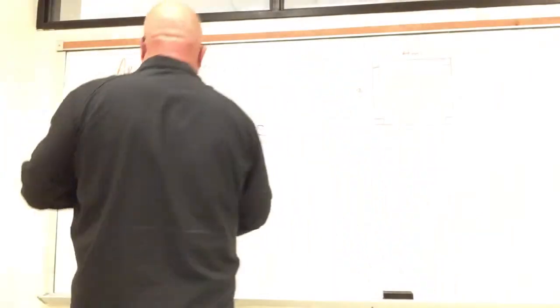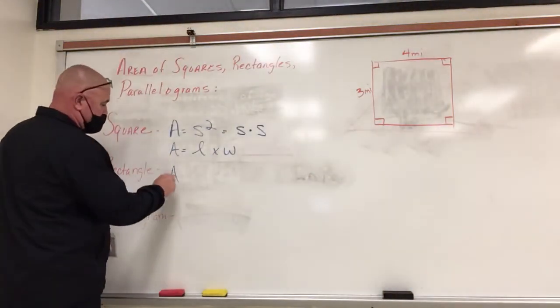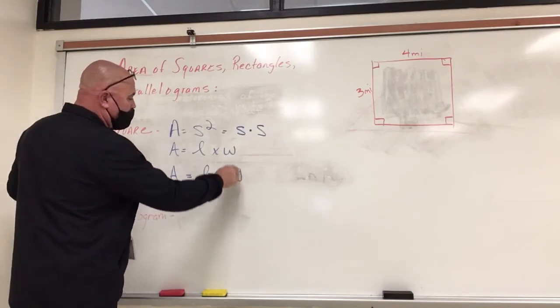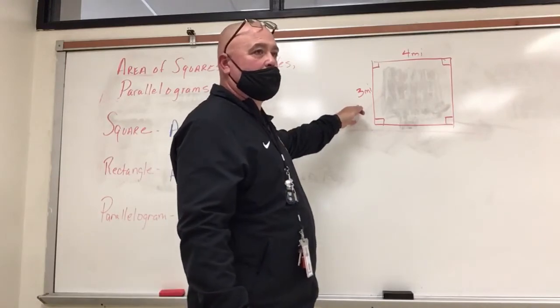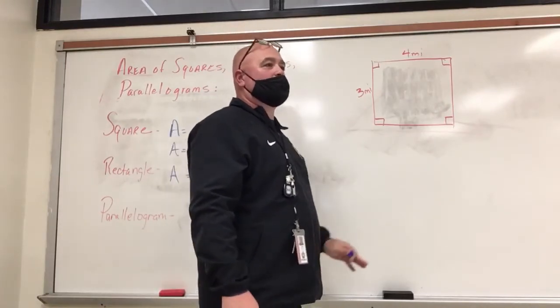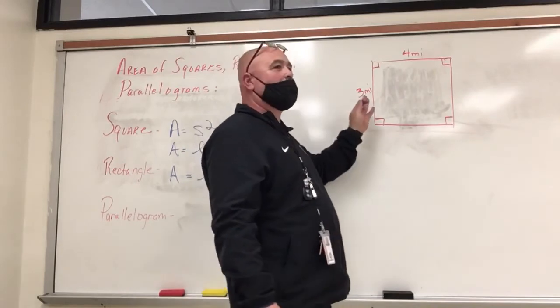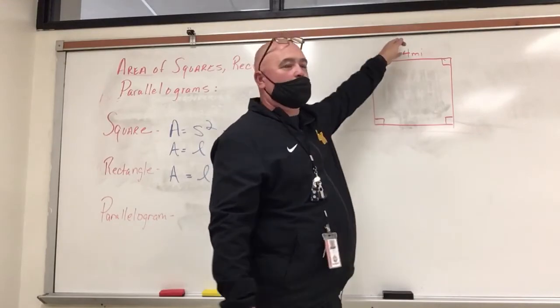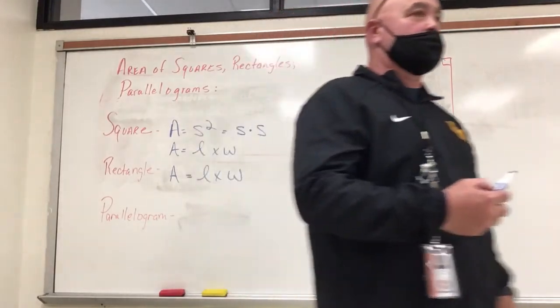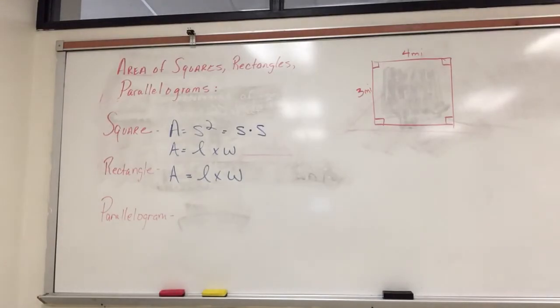To find the area of a rectangle, I multiply the length times the width. Okay? And in this instance, I have a rectangle right here. Do not spend very much time trying to decipher whether 3 is the length or 4 is the length, or 3 is the width or 4 is the width. Because why? We're going to multiply. What's 3 times 2? 6. What's 2 times 3? 6. It's the same thing. So it doesn't matter which one's which.